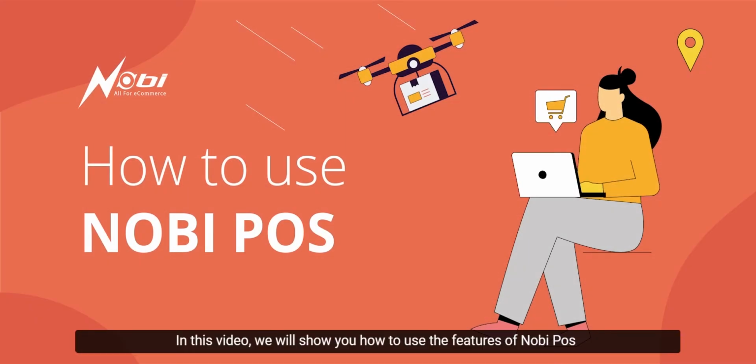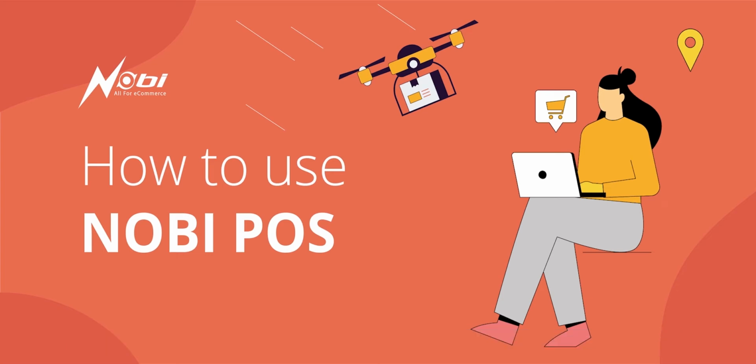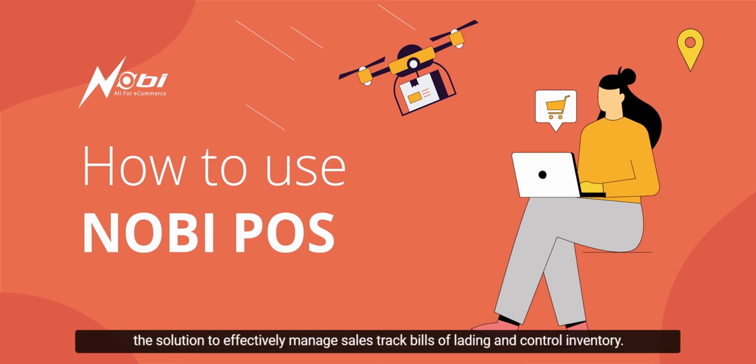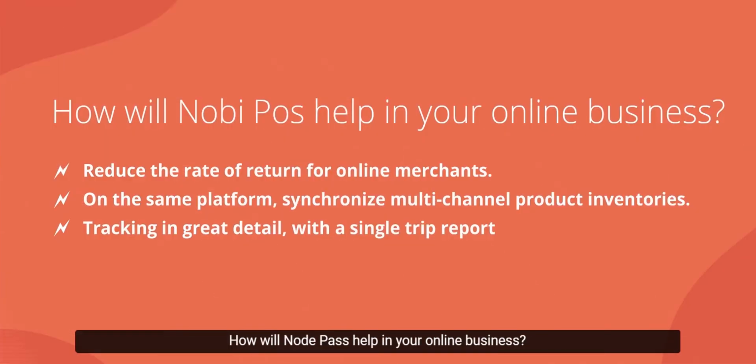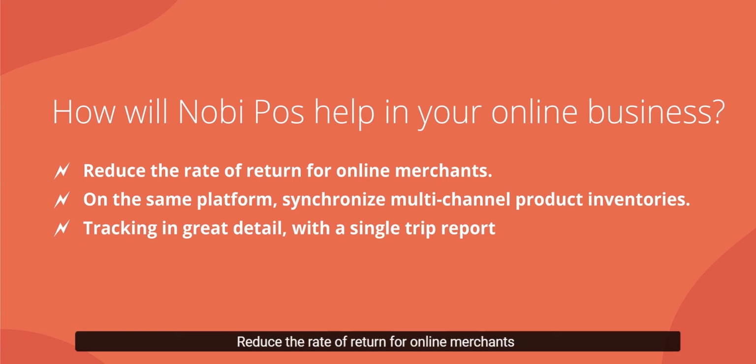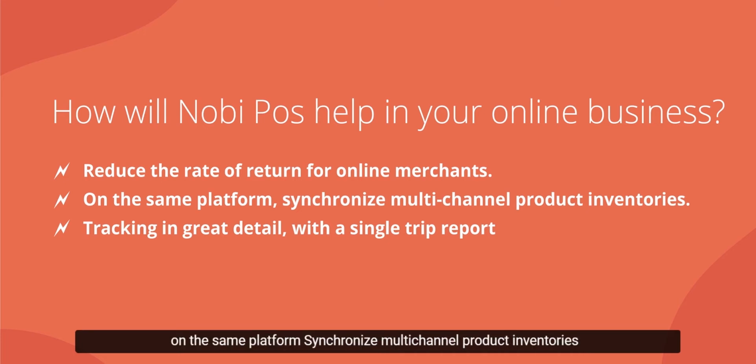In this video, we will show you how to use the features of the Nobi Pos solution to effectively manage sales, track bills of lading, and control inventory. How will Nobi Pos help in your online business? Reduce the rate of return for online merchants. On the same platform, synchronize multi-channel product inventories. Tracking in great detail, with a single trip report.